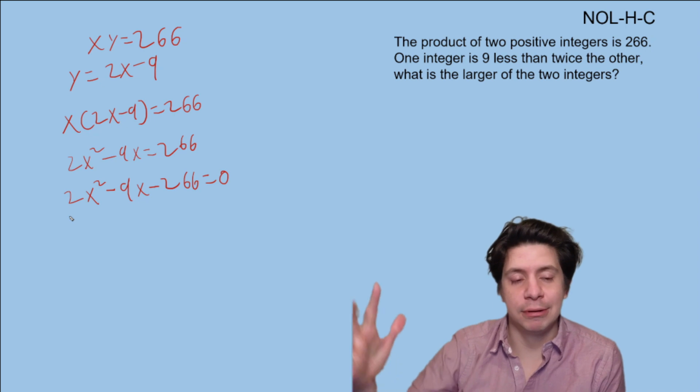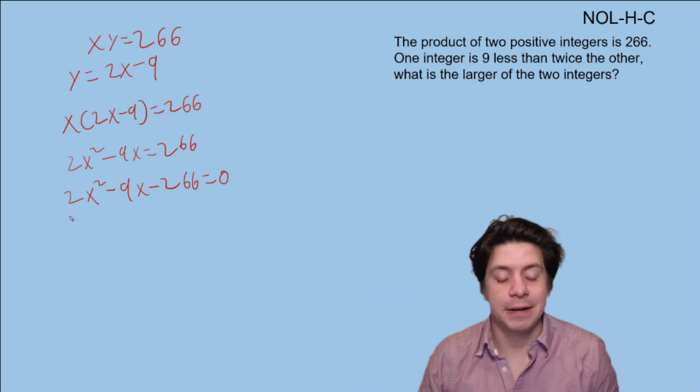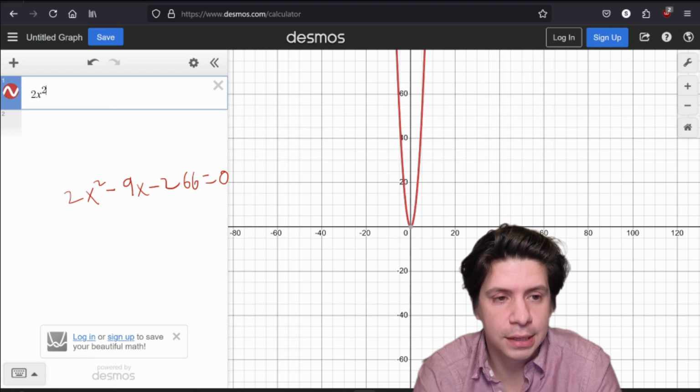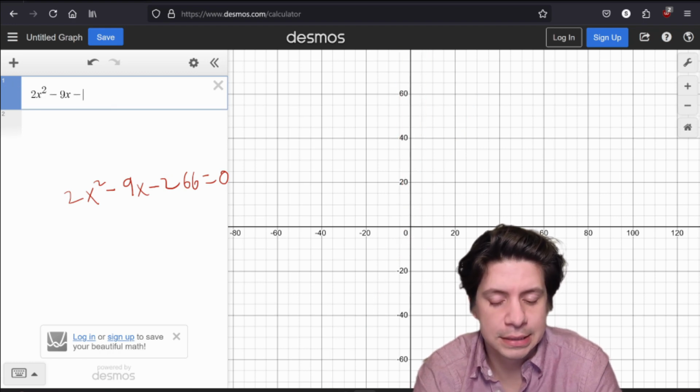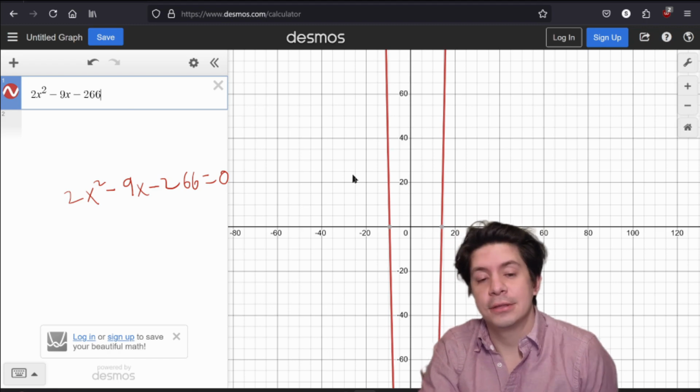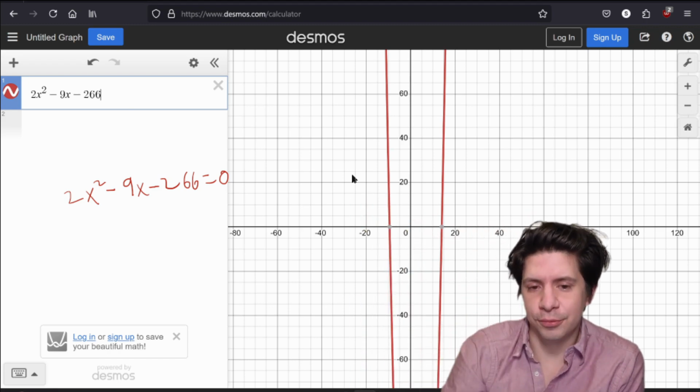Now in this one I would normally try to factor. This one doesn't factor that easily, so I will use Desmos. Alright, so we have this equation, and you can plug it in here. And we're going to get minus 9x minus 266, right? So we're going to get two answers, but only the positive one's going to work. I'll tell you why, right?